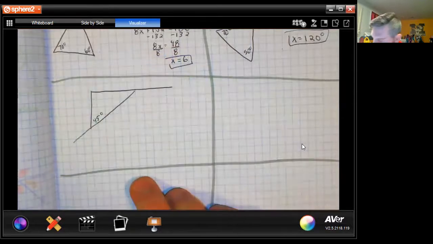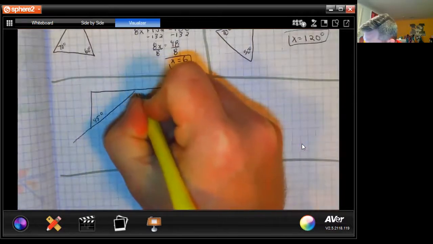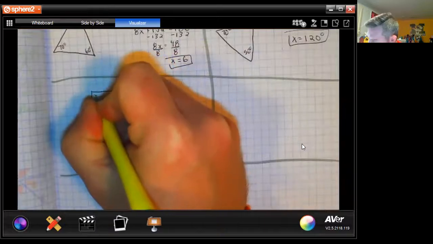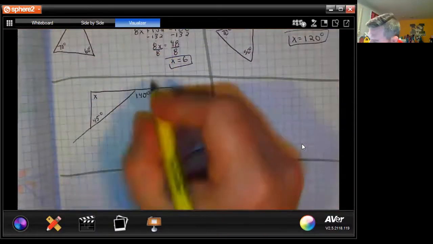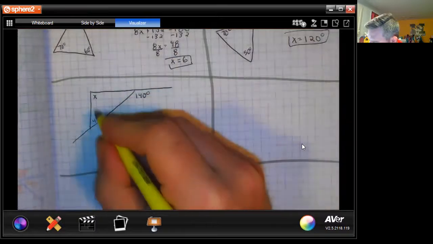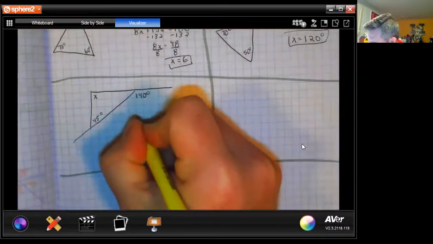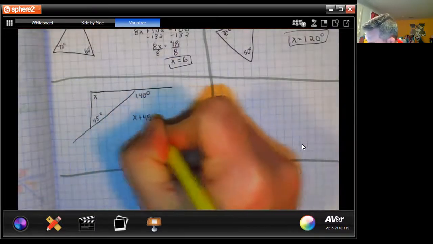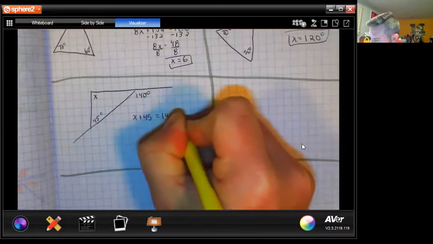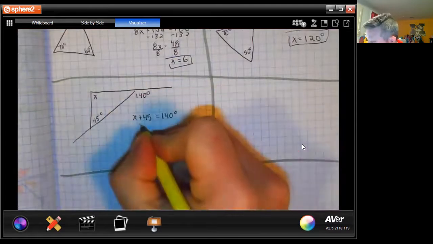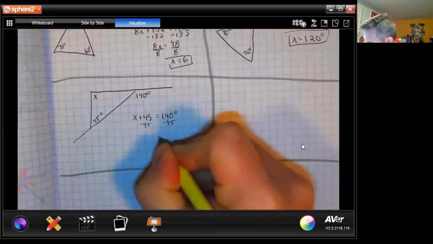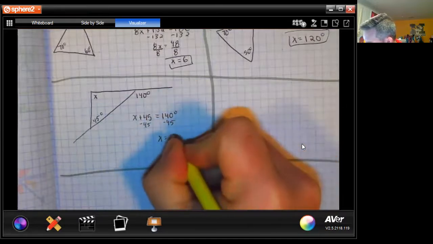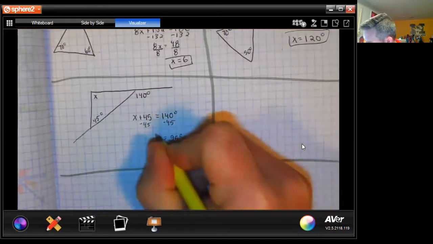So you've got 45 degrees and 140 degrees, and this is x. Again, your exterior angle equals the sum of these two angles. So x plus 45 equals 140. So if you subtract the 45, x equals 95 degrees.